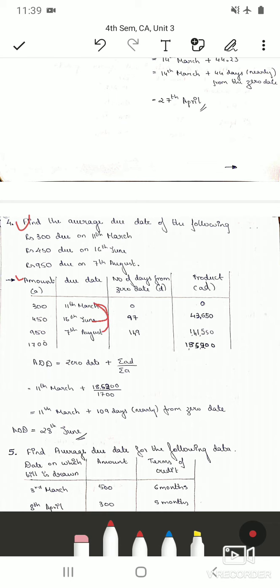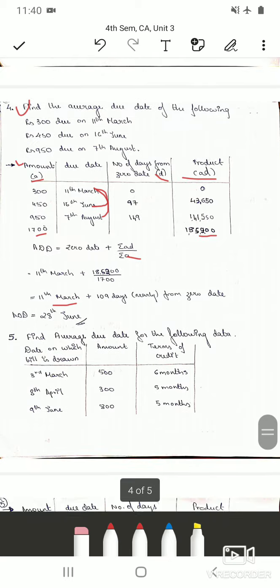Then from March 11th to 7th August, it is 149 days. So you got D, you got A, find the product, take the summation, and substitute in this formula. So you will get nearly 109 days from the 0 date. So from 11th March calculate 109 days, and it will be on 28th June.